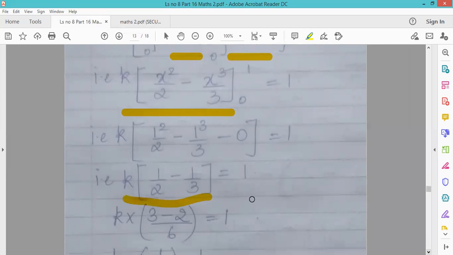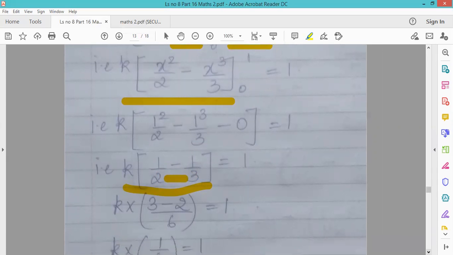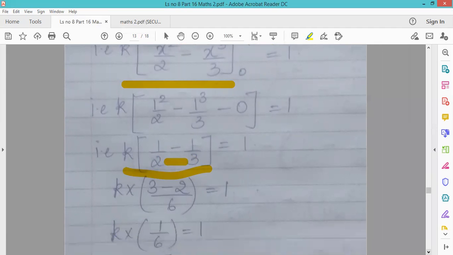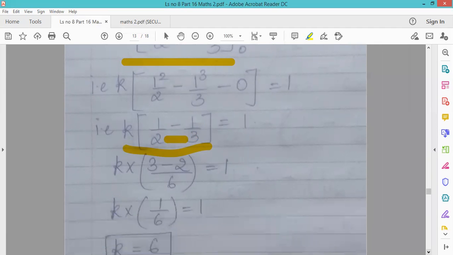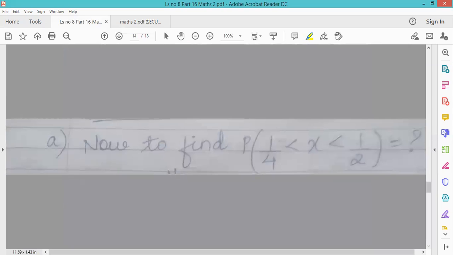So 3, 1 3s are 3 minus 1 2s are 2 upon 2 3s are 6. आपस में भी multiply होता है. I hope you all know that. So you get 3 minus 2 upon 6, which is 1 upon 6, which is equal to 1. So 6 will get transferred that side. So you get the answer k is equal to 6.